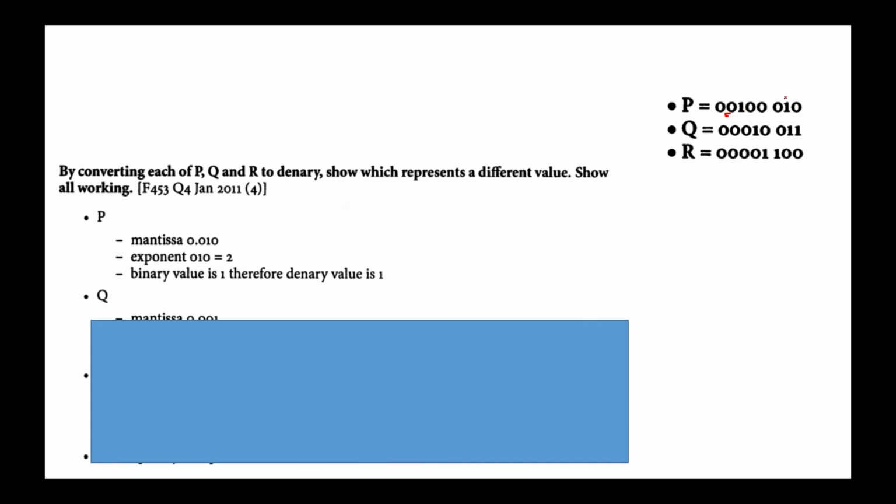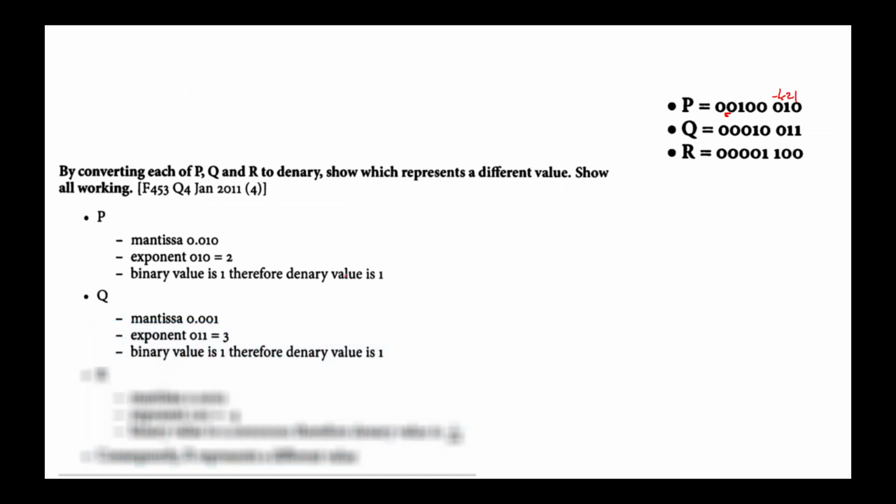Then the exponent is just 2, because there's the -4, then there's the 2, then the 1. Well then, here is Q. Now I've just blurred it out so you cannot see it at the moment. So Q is 0.001, so the decimal point goes there, and it also represents the same value. It represents the same denary value as P.